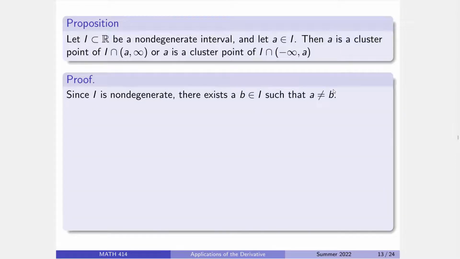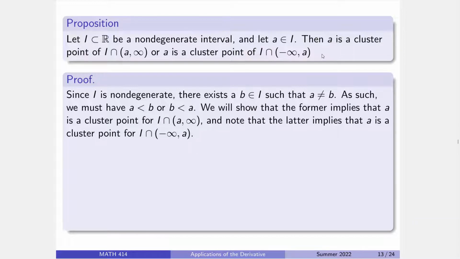Alright, well, let's prove it. Since we're non-degenerate, there's some B that's not equal to A. B is on the left or the right, so if it's on the right, then A is a cluster point of this set. If it's on the left, it's a cluster point of this other set. And once again, I'm just going to do half the work. You can do the other half. Alright, let delta be greater than 0. Set delta to be B minus A, our usual little trick.